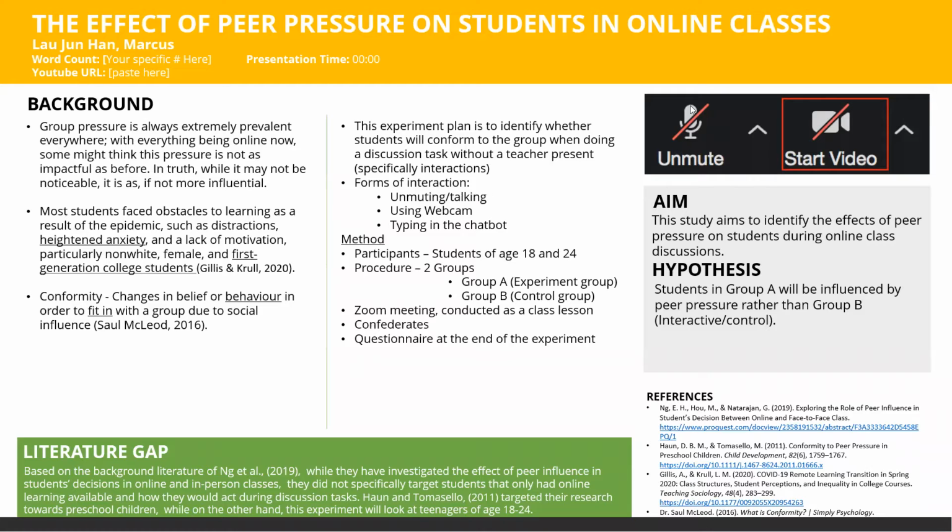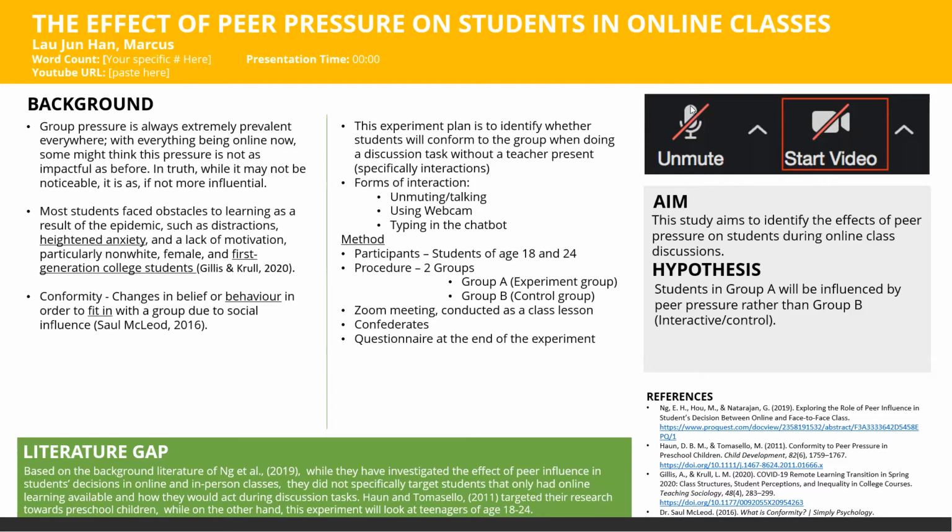My literature gap. Based on the background literature of Neng et al. in 2019, while they have investigated the effect of peer influence in students' decisions in both online and in-person classes, they did not specifically target students that only had the choice to do online learning and how they would act during discussion tasks. Hahn and Tomasillo in 2011 targeted their research towards 4-year-old children, while on the other hand, this study will look at teenagers at the age of 18 to 24.